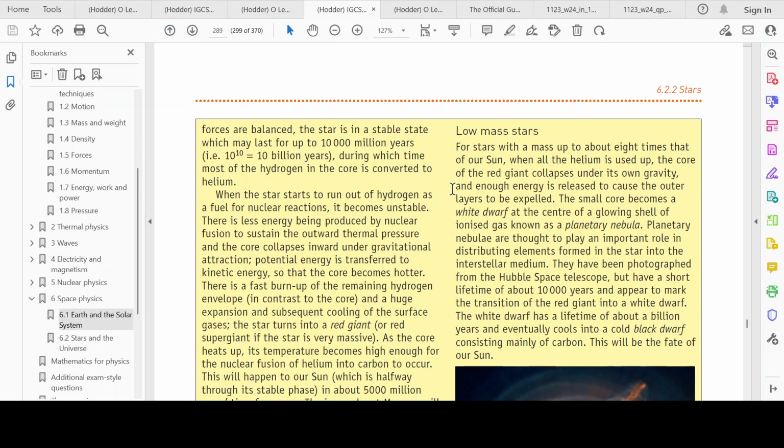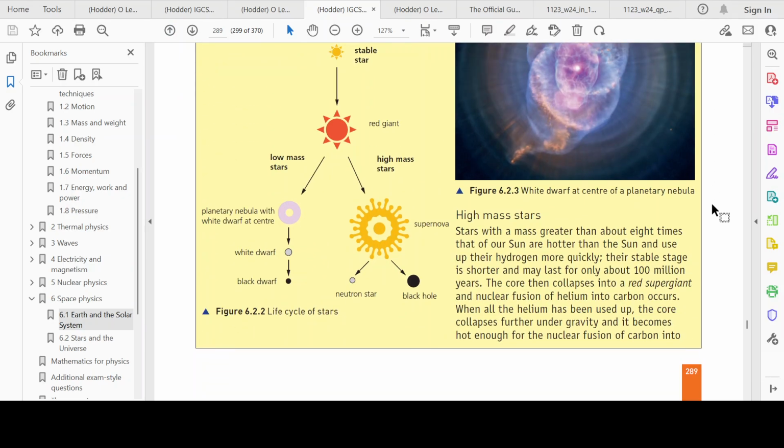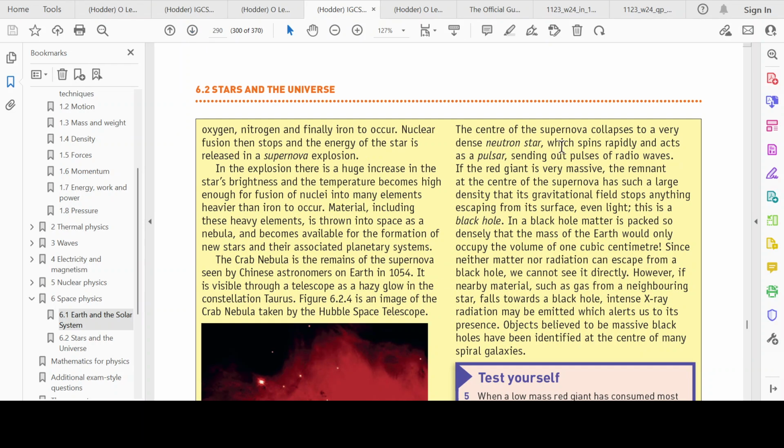So just to look at that illustration again, in this case, a red supergiant turns into a supernova, which will either form a neutron star or a black hole. So not both, but either one. We read about the neutron star already. So here's the black hole.